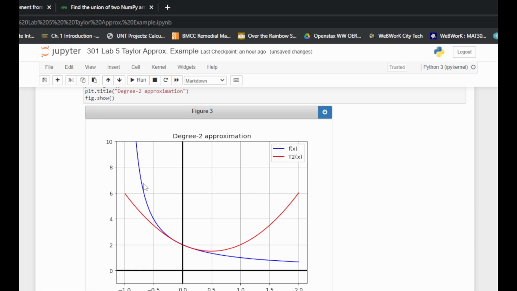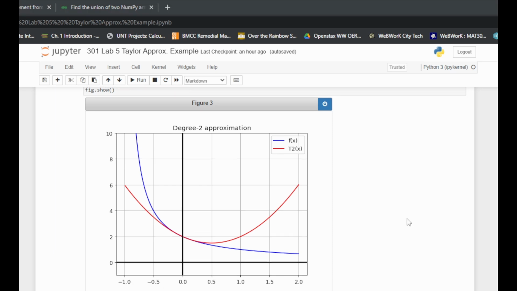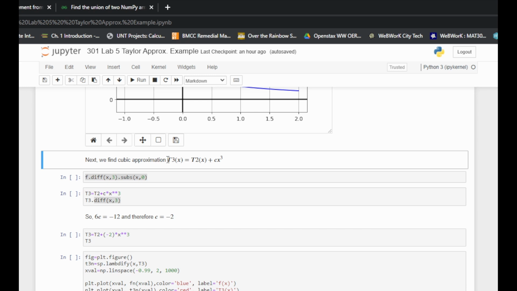And there we have it. Notice the red, which is a quadratic approximation, is much closer to our function near 0 than the linear approximation we had in the previous example. And we will do this 2 more times. So we will create a cubic approximation.